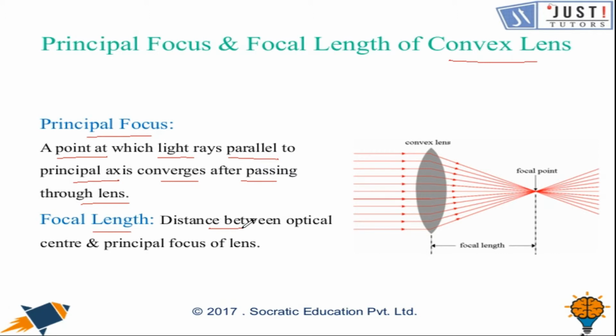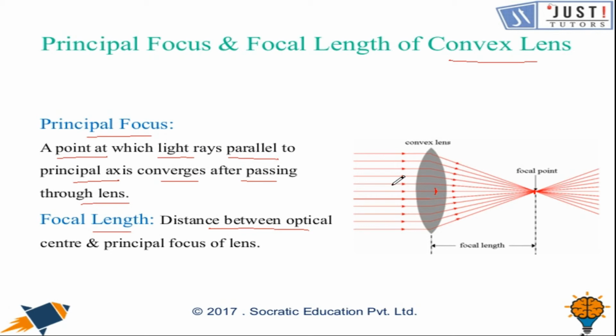Focal length, the distance between the optical center and the principal focus of the lens. So you can see if we have a convex lens and a parallel beam of light enters it, it will converge to a point, and this point is known as the focal point, and the distance between the optical center and the focal point is the focal length. A convex lens is also known as a converging lens, and the principal focus is also known as the focal point. A lens has two real foci which are at two equal distances on either side of the lens.